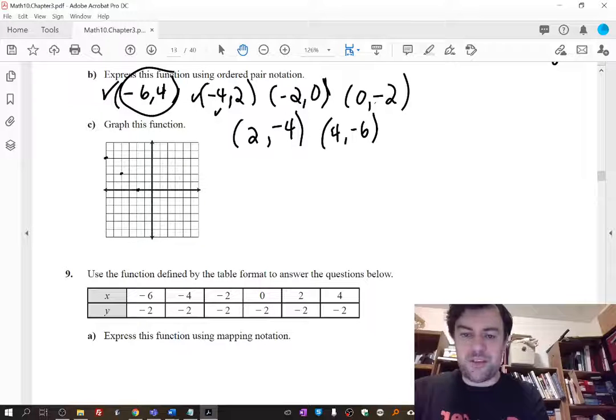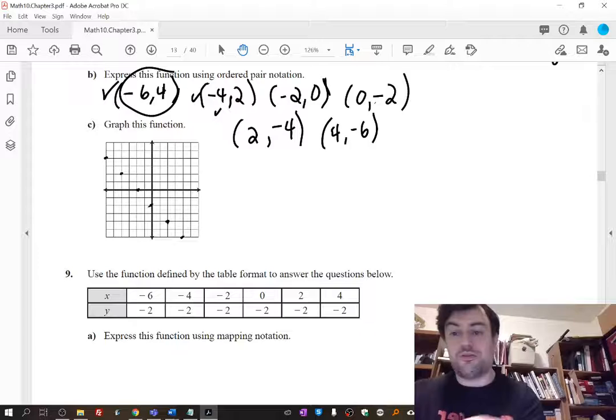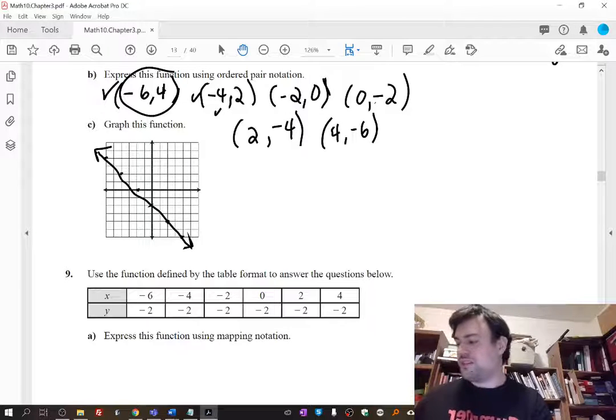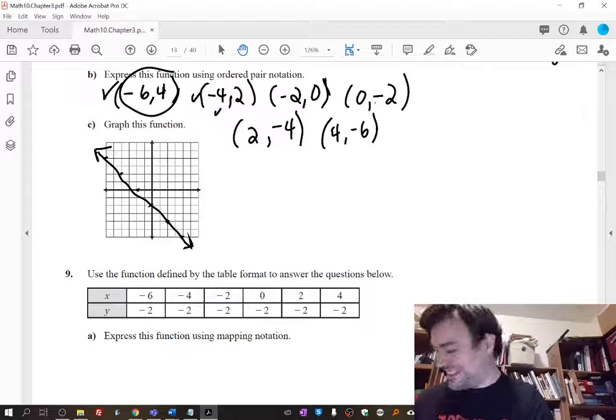0 and -2, so x is 0, y is -2. 2 and negative 4, so I go over 2 and down 4, and 4, negative 6, and that's going to be this one here. You should, of course, connect your dots, and yes, I don't know. Maybe we shouldn't assume it continues on. Let me just check the answers here and see how they go about that.